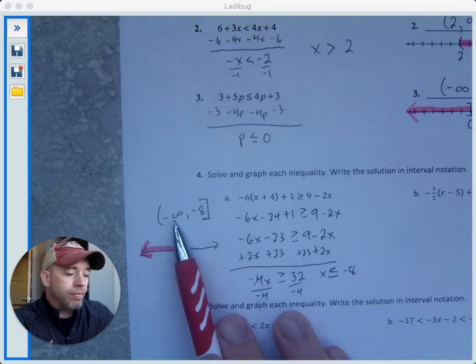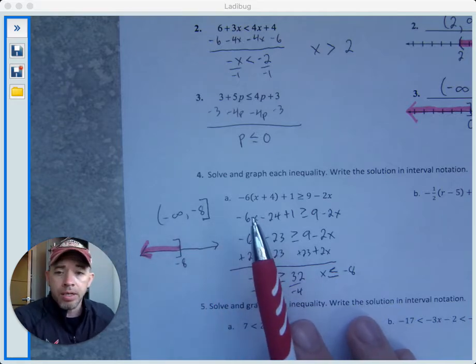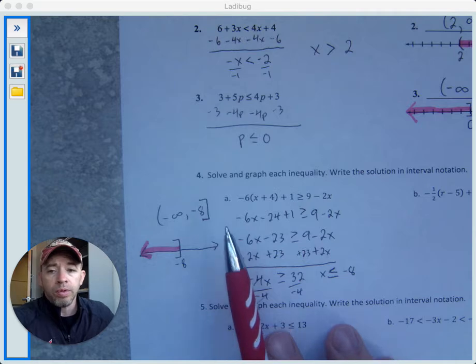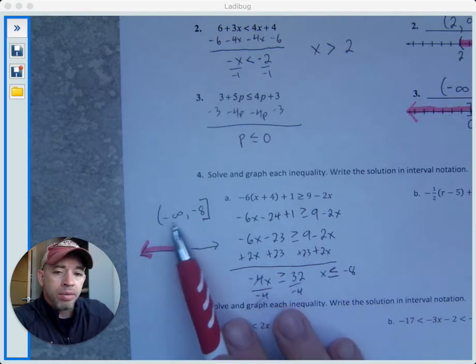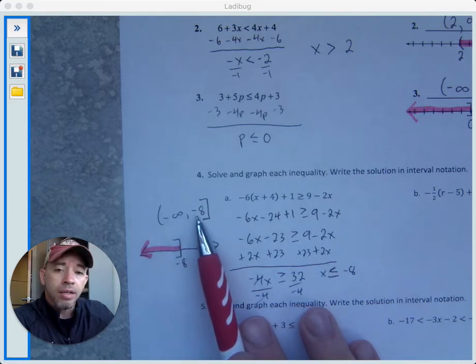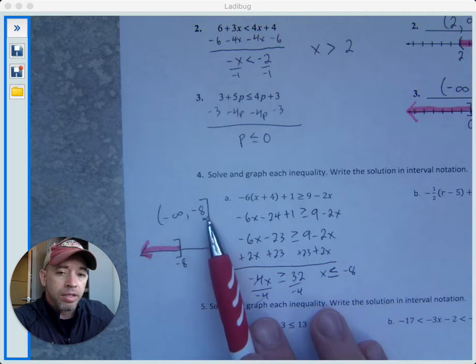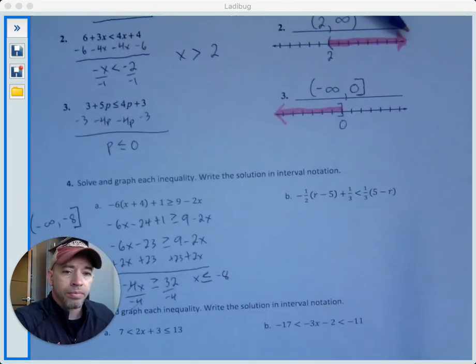And again, with interval notation, you always want to check and make sure your smaller value is on the left here. If I would have put -8 comma negative infinity, that would have been incorrect, because we're going to read left to right with interval notation, so we put our smaller number on the left. This means everything from negative infinity to -8 with the -8 included. Alright, let's look at another one.